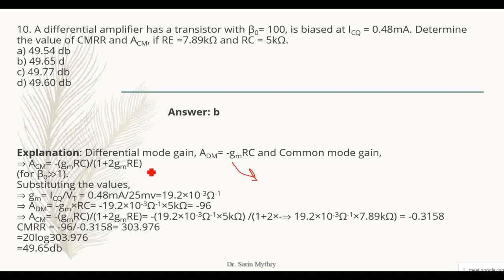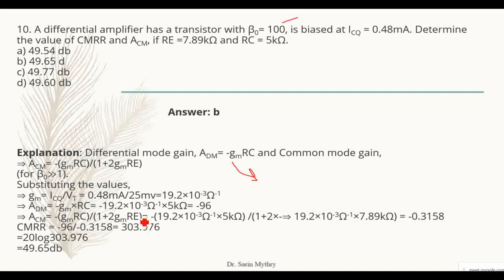This formula we have studied, provided beta naught is greater than 1. Anyway, the beta naught value is given as 100 to us, so the condition is also satisfied. Now let us substitute the values. What's the formula for the GM? GM is called a transconductance amplifier. We have studied in some of the circuits that it is a voltage to current converter, V to I converter. So here voltage is given as an input, output will be current.